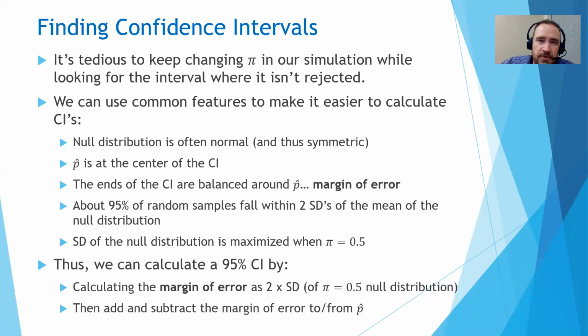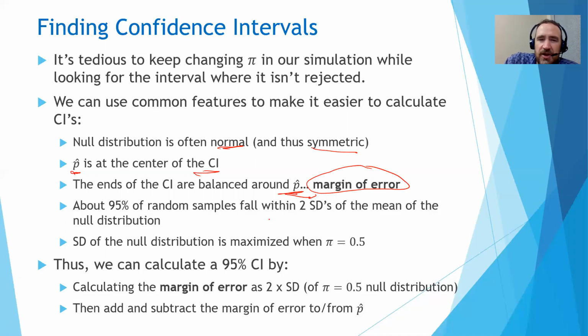So some of the common features: the null distribution is often normal. It has that bell-shaped curve and thus is symmetric. Our statistic p-hat is at the center of the confidence interval. The ends of the confidence interval are balanced around p-hat, and so there's the same distance we go up and the same distance we go down that we call the margin of error.